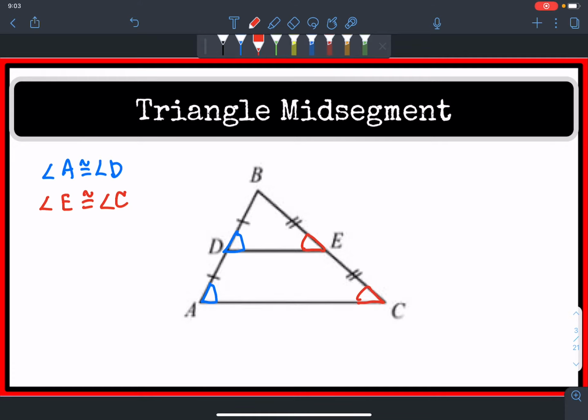And then obviously, as you can see, the segments are congruent. Segment AD is congruent to segment DB. And then these two segments are also congruent. So the segment from B to E is congruent to the segment E to C.